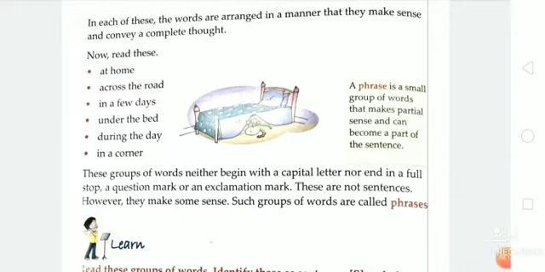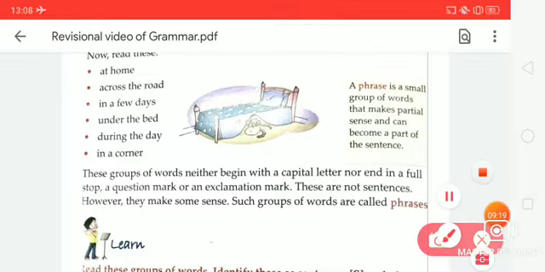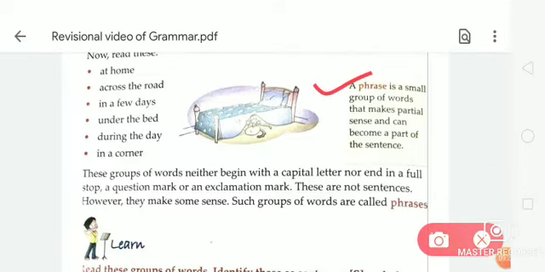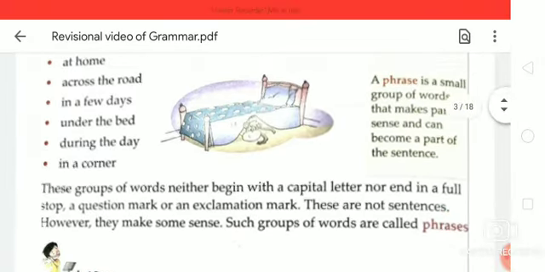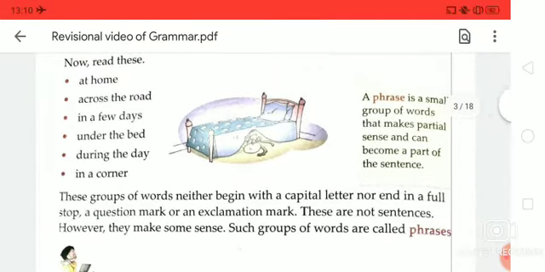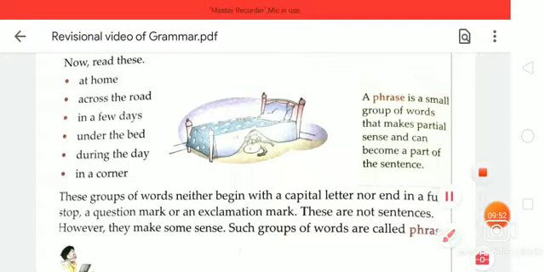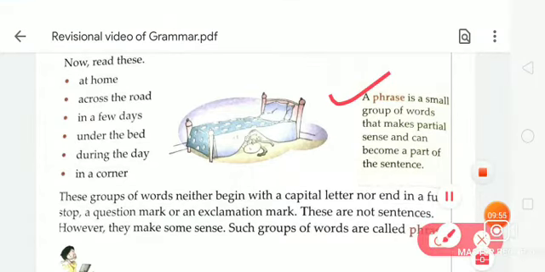It's called phrase. What is a phrase? Do you know about the phrase? What is a phrase? Tell me. So, a phrase is a small group of words that makes partial sense and can become a part of the sentence. Students, if you learn grammar, it is very important that you identify the difference between sentence and phrase. Okay students, in a sentence we have learned that a sentence is an arrangement of a group of words that makes complete sense, but a phrase is a small group of words that makes partial sense and can become a part of the sentence.